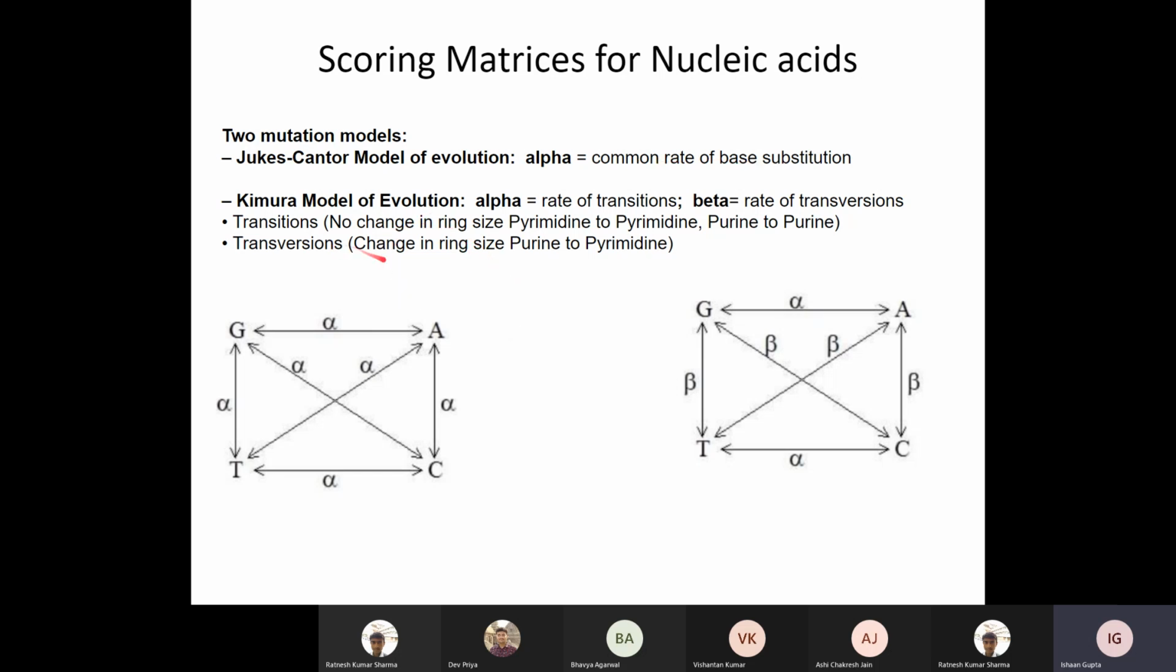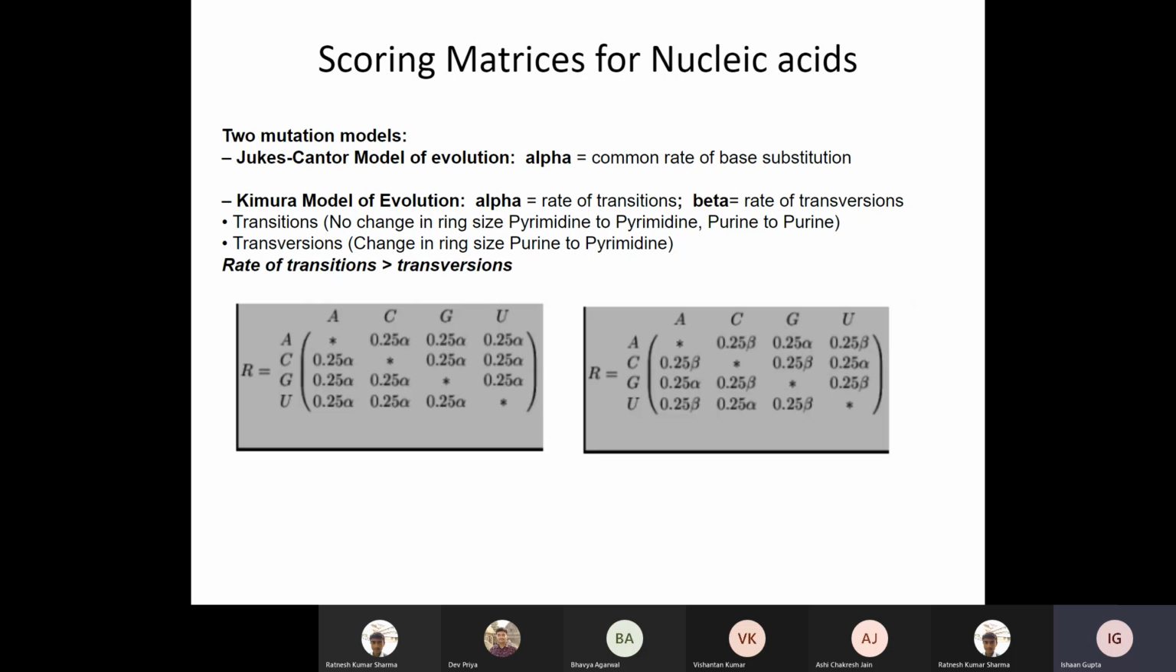The other model is called the Kimura model, which says there are two kinds of substitutions. There are transitions, where the ring size does not change. So it's a transition from pyrimidine to pyrimidine or purine to purine, as represented by alpha. Or it can be from purine to pyrimidine, which is a change in the ring size of the nucleotide. Purines have a double ring and pyrimidines have a single ring. So changes in ring size should be penalized differently from changes with no ring change.